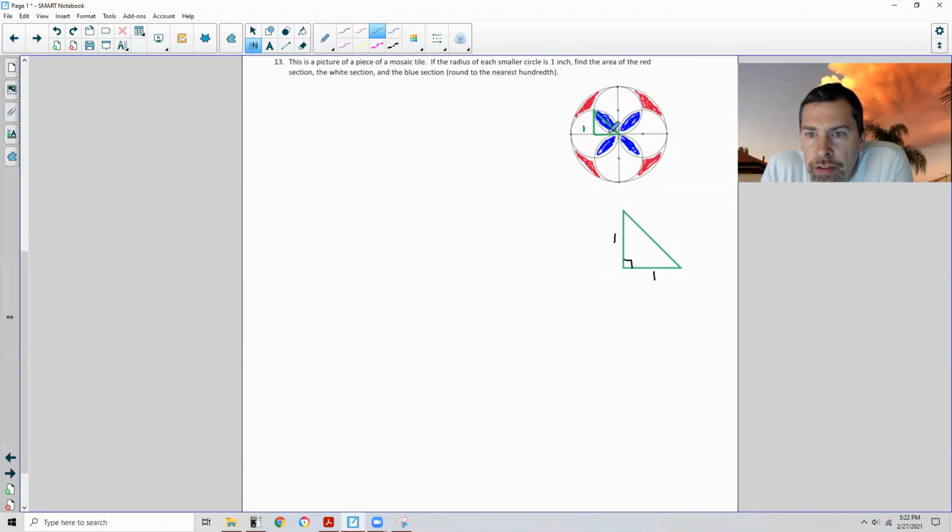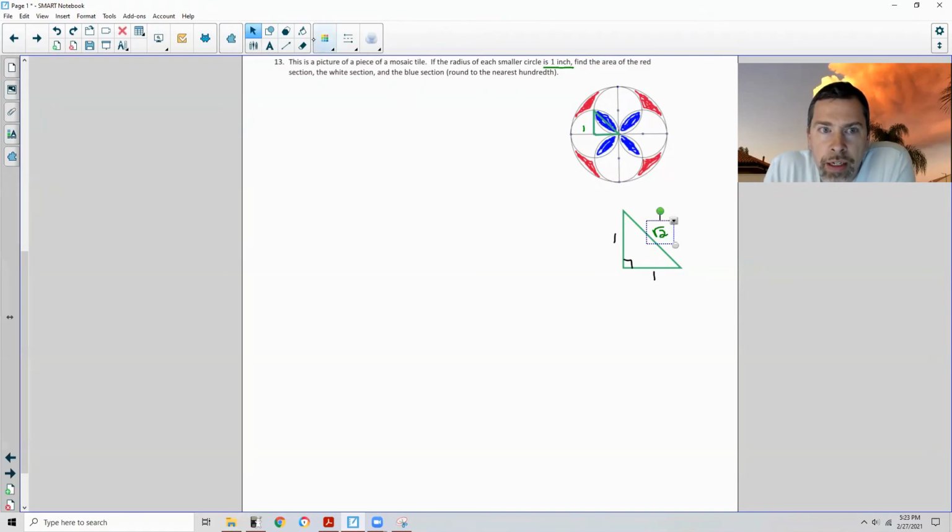So this is a circle with a radius of 1, like they said. So this is 1 inch, this is 1 inch, and I created this right triangle, 1 by 1. Well, this is a 45-45-90, so it's x, x, x root 2. So this side is definitely the square root of 2.